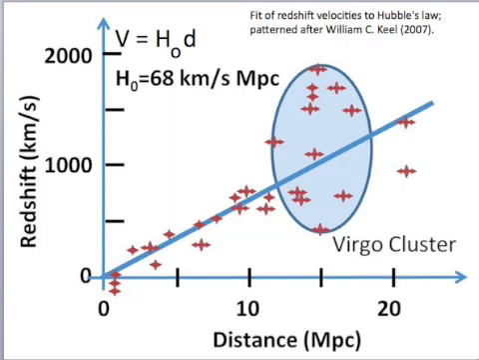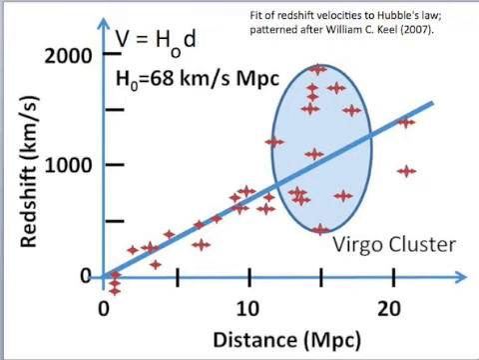Vesto Slipher of Lowell Observatory measured the redshifts of 25 galaxies between 1912 and 1917. Out of all of these galaxies, only 4 were blue shifted. So 4 of them were moving towards us, and the other 21 were moving away from us. A decade later, Edwin Hubble combined this redshift data with his own distance measurements and found a linear relationship. Objects that are further away from us are moving away from us with a higher velocity.